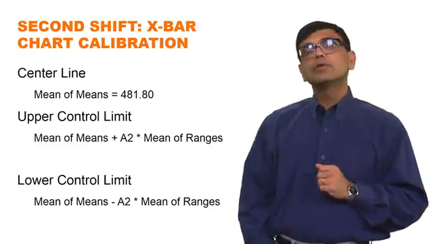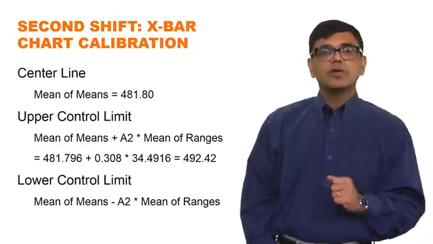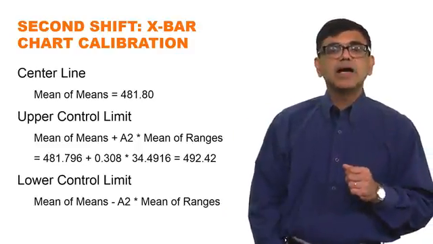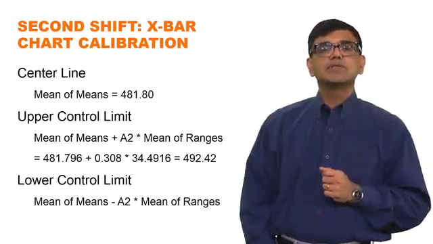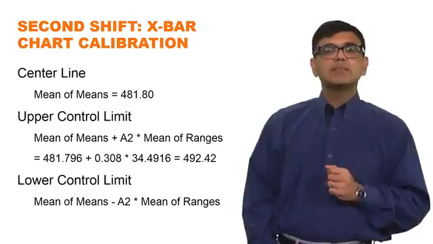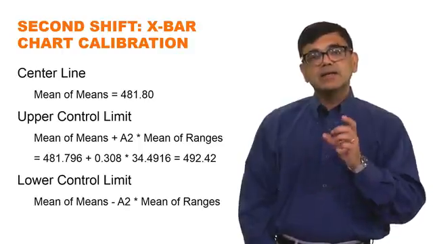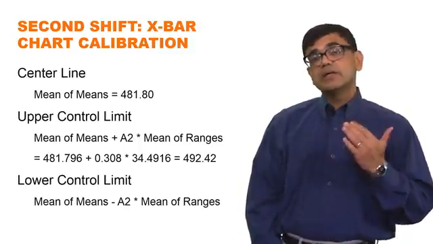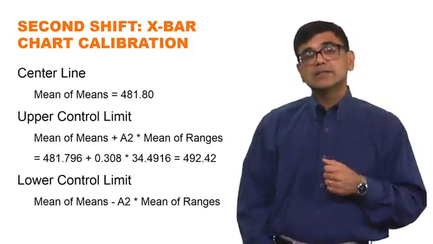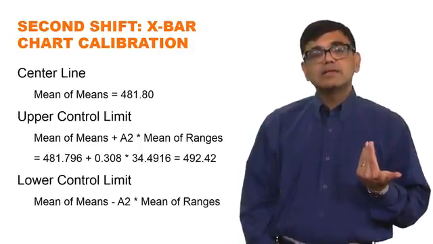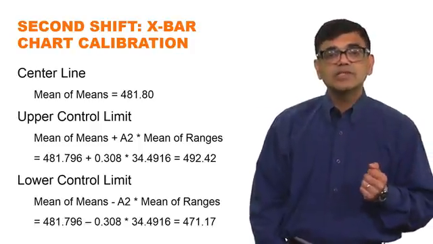And when you look at the upper control limit, similar calculations as the previous one. We're using the range that we got from the second shift, and we're multiplying it by A2. The A2 remains the same as shift 1 because everywhere we had samples of size 10. But you can see that the upper control limit is 492. Again, there should be alarm bells ringing in your mind, because the upper control limit is telling you that even if this process is in statistical control, it's not going to give us output that is greater than 492, which itself is less than 500. You look at the lower control limit, and that's 471.17.